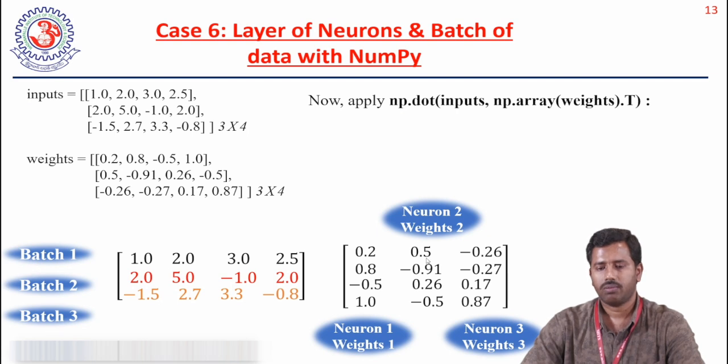The second column vector of this weights transpose represents neuron 2, weights 2. And the next one is neuron 3, weights 3. So now every batch of data will be given to every weights neuron. Let us observe this; it is a more complex type of architecture compared to the previous ones.